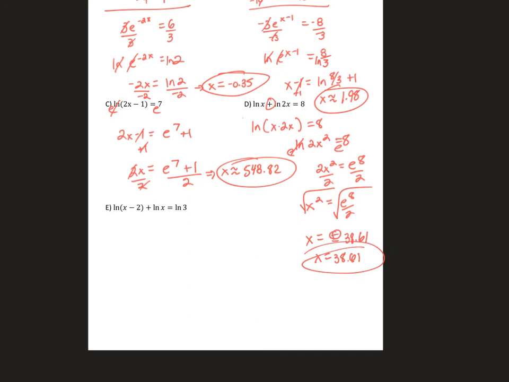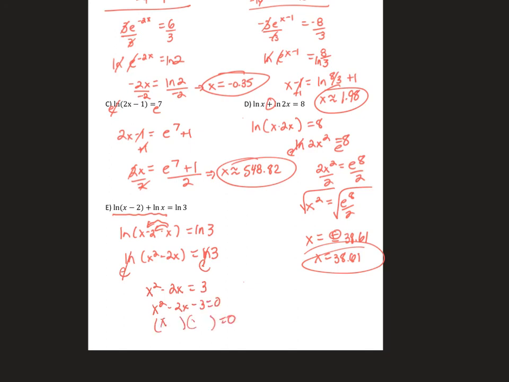And now in our last example, letter E, we have ln of x minus 2 plus ln of x equals ln of 3. So to solve this, I'm going to go ahead and condense the left side. So it's going to be ln of x minus 2 times x equals ln of 3. So I have ln of, and I got to distribute this x now. So it's ln of x squared minus 2x equals ln of 3. And to get rid of ln on both sides, I'm going to take the e to both sides. So I have x squared minus 2x equals 3. Bring the 3 over, and we have a quadratic equation now that I can factor.